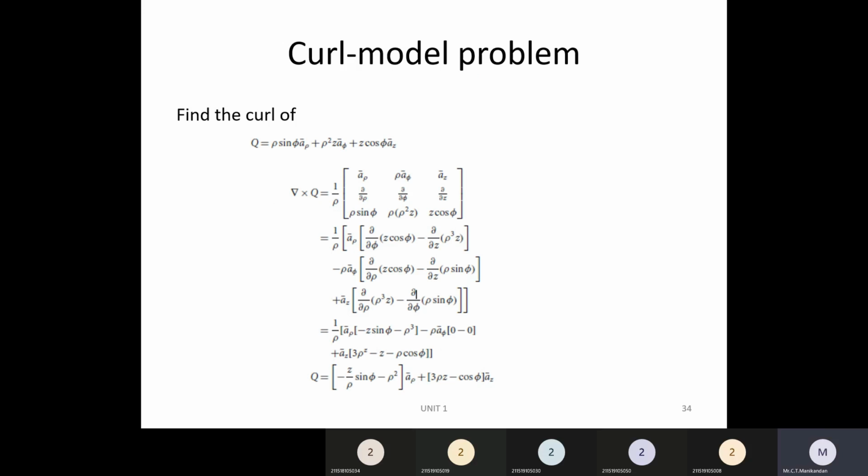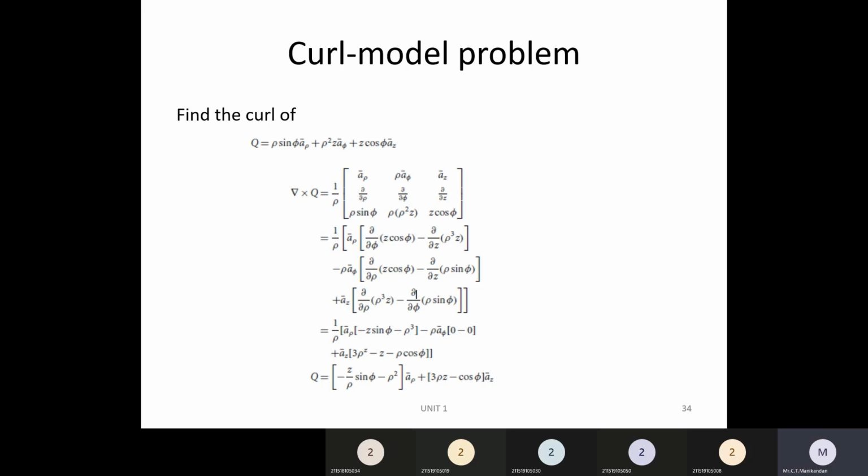Once again we have dealt with the curl problem. On seeing the coefficients, we have to identify whether the system is cylindrical, Cartesian or spherical. Here the vector is in a rho, a phi, a z, so I say the system is, sorry, cylindrical, and I solve in the form of del cross Q and find the result. The output is also a vector.